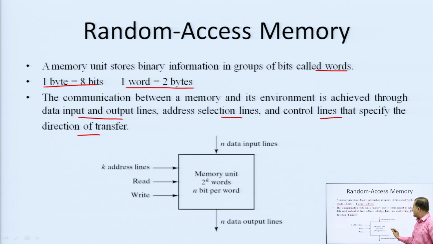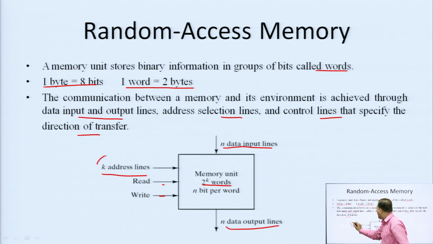So, here you can see a memory unit. It has n data input lines, k address lines, read lines from where the data will be read, write lines, and n data output lines. Here the memory unit has 2 to the power k words, meaning whatever the number of address lines is, 2 to the power of that value will be the number of words of the memory unit.